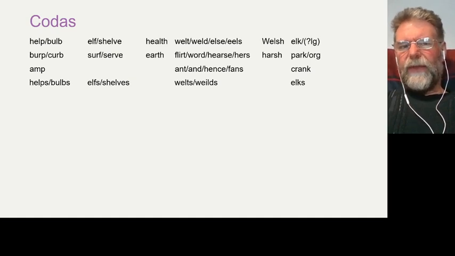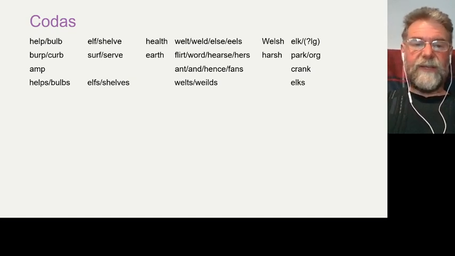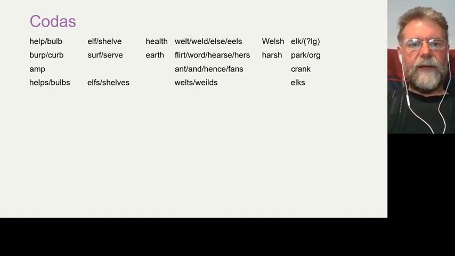What seems to be going on there is, again, a voicing assimilation, in as much as following the voiceless versions of this you get an s, as in helps, elfs, welts and elks, and after the voiced one, as in bulbs, shelves and wields, you get the z one. So again, there's a restriction on voicing there, but you can get either s or z generally at the end of the coda in a three consonant cluster.